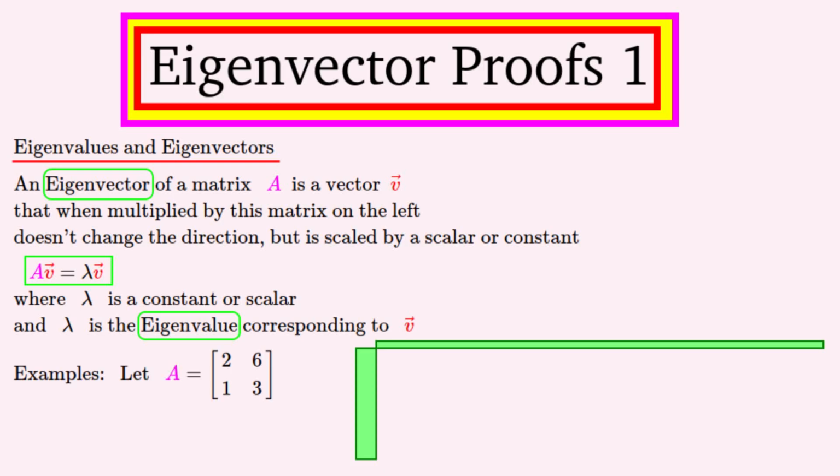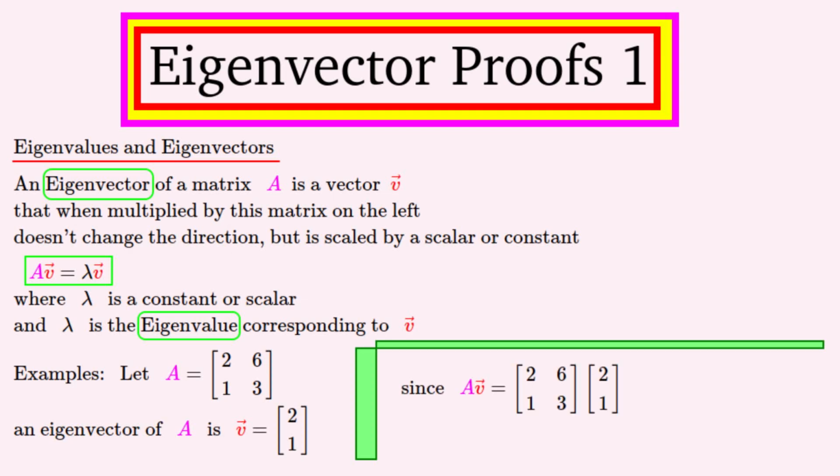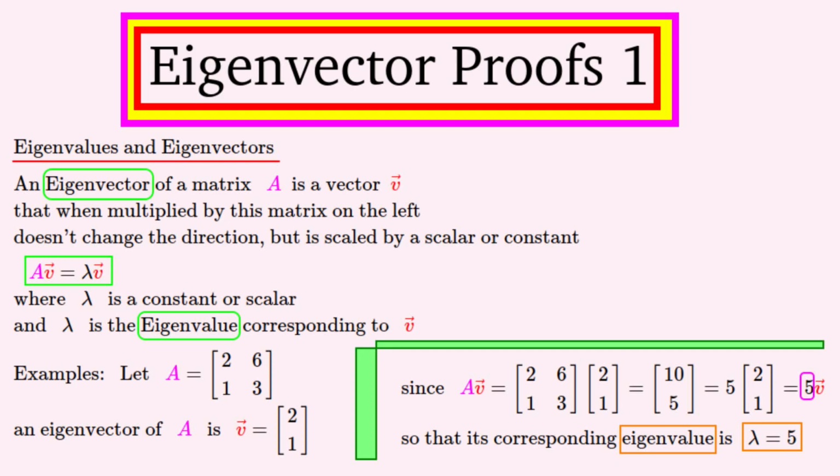Let's look at an example of this. We'll set A to be this matrix, and this is an eigenvector of A. We'll multiply them together using matrix vector multiplication, which eventually gives us this vector v multiplied by 5. We could write it out as 5v. So then we could say that 5 is the eigenvalue that corresponds to this eigenvector.